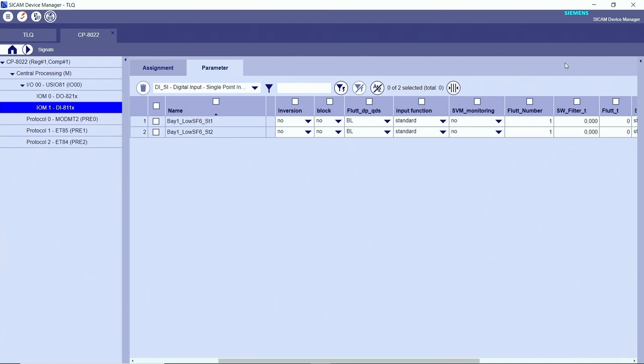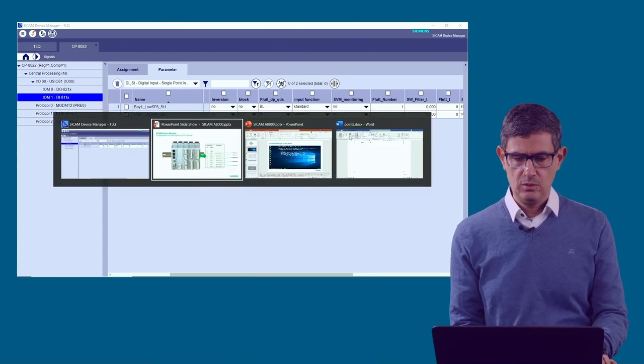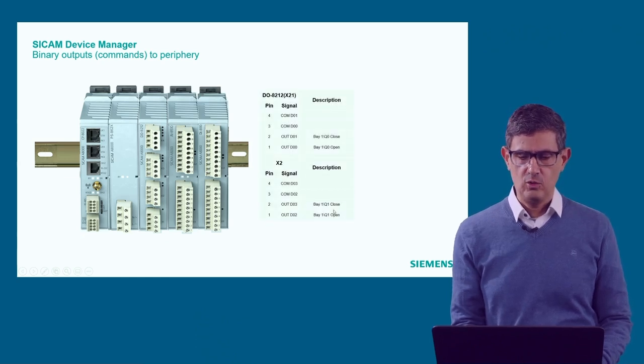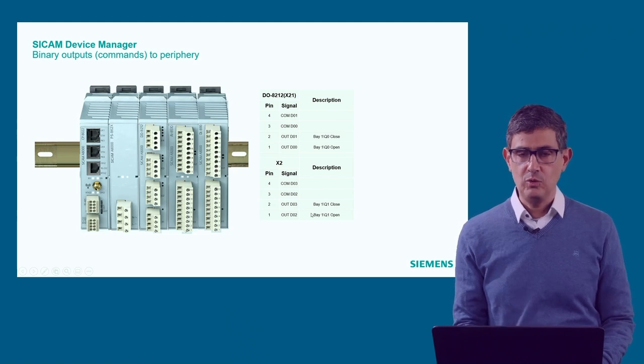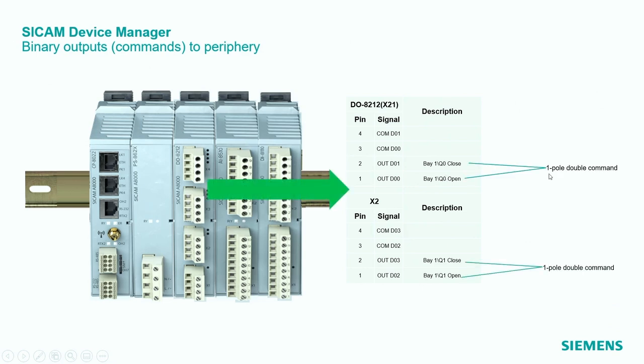Now let's add the binary outputs. So the binary outputs, we will go back to the presentation. For the binary outputs, we also need one mapping. So in this case, let's assume we will have the bay one, the command, the circuit breaker, open and close will be handled as a one pole double command. So one contact will be to open, will be the contact 00, and one contact will be to close, the contact 01. And for the disconnector Q1, we will use also one pole double command, the D02 to open, this D03 to close.